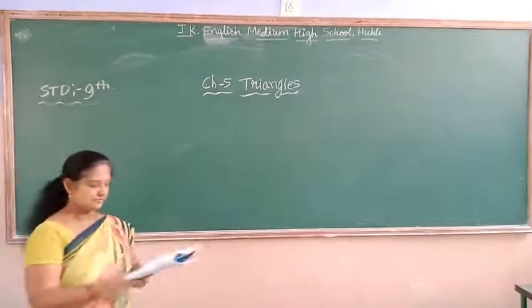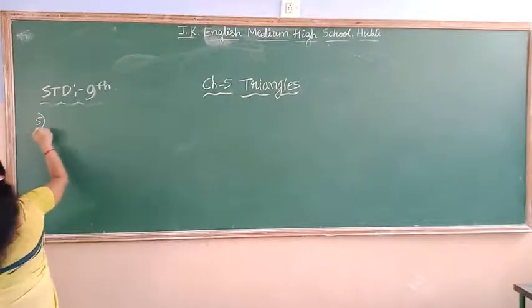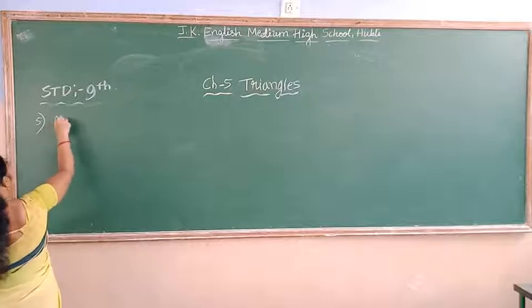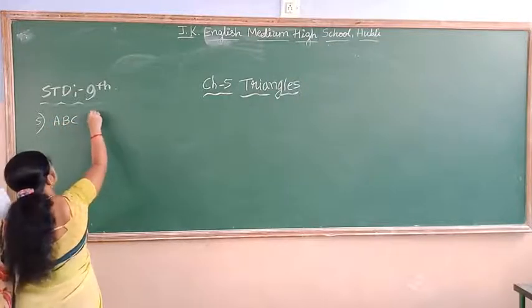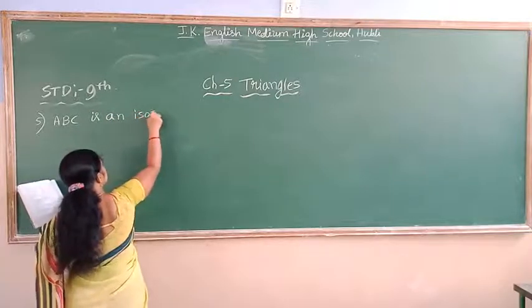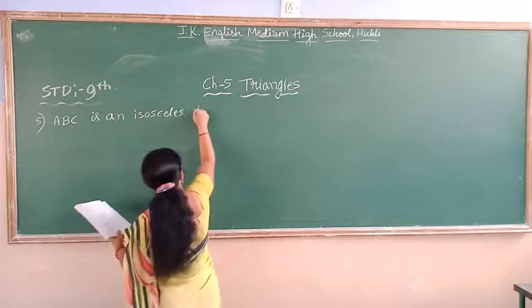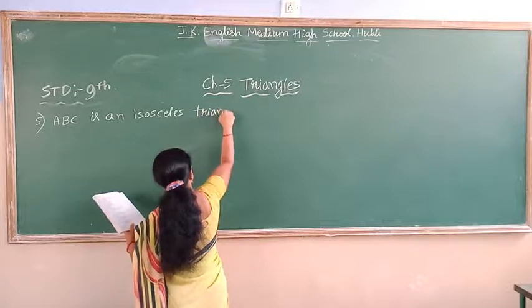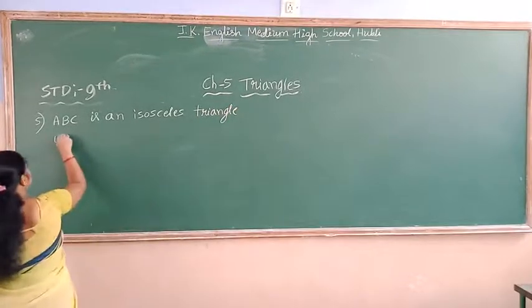Next question, children. Fifth question: ABC is an isosceles triangle with AB equal to AC.